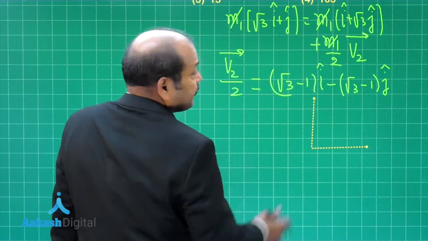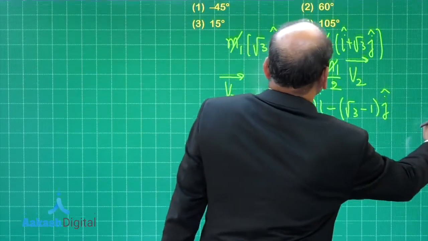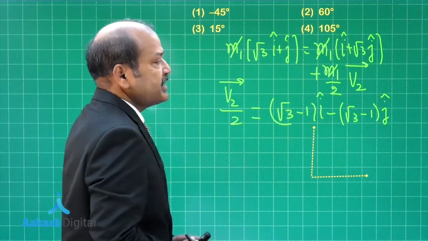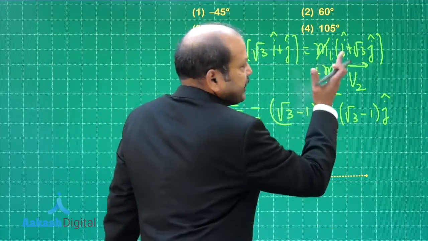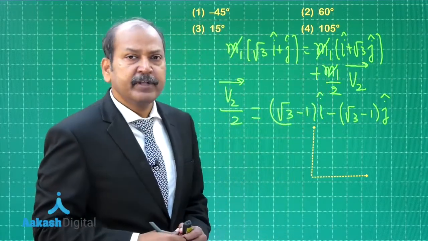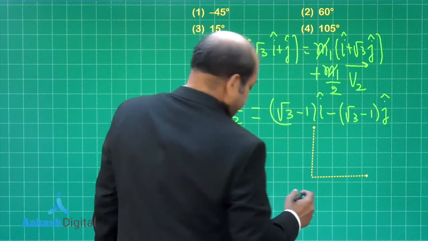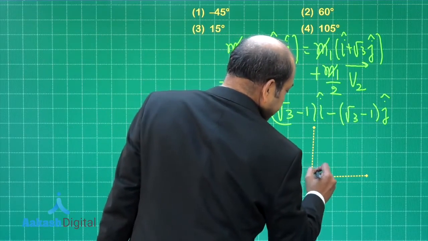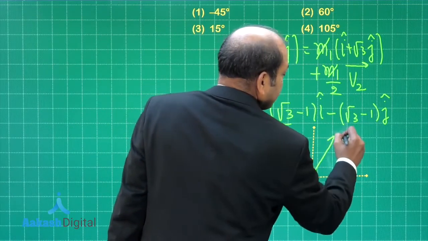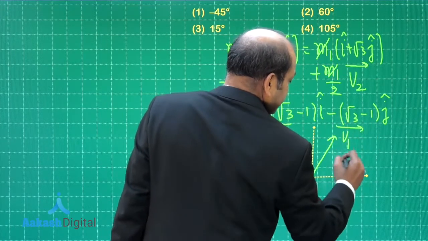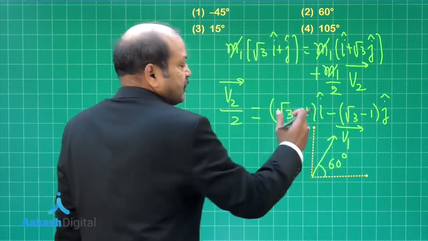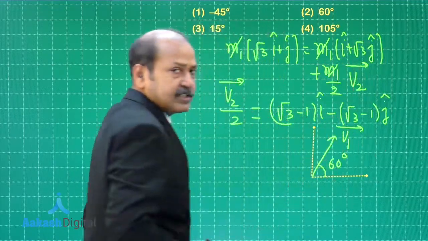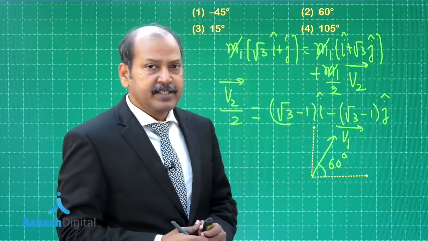Now, the first vector, which is i cap plus root 3 j cap, the V1 vector, in fact is making an angle of 60 degree with the x axis, and so we can show it something like this. This is the direction of V1 vector. Okay, this particular angle is given as 60 degree clearly, because tan theta is coming out as root 3. So, this angle is 60 degree.